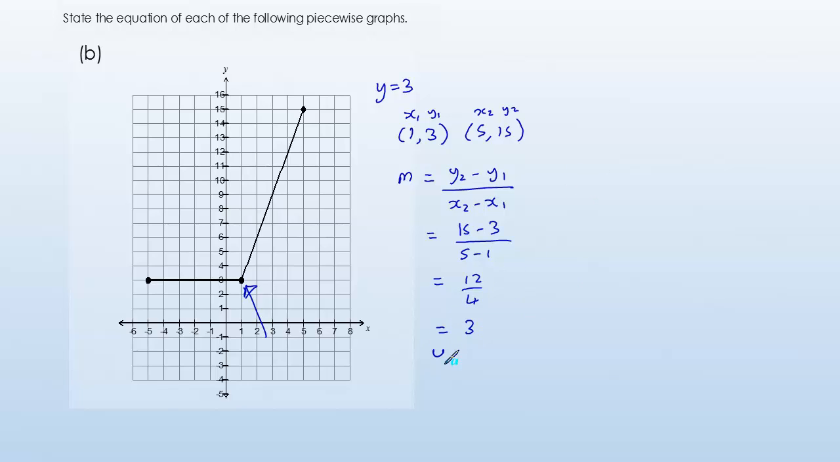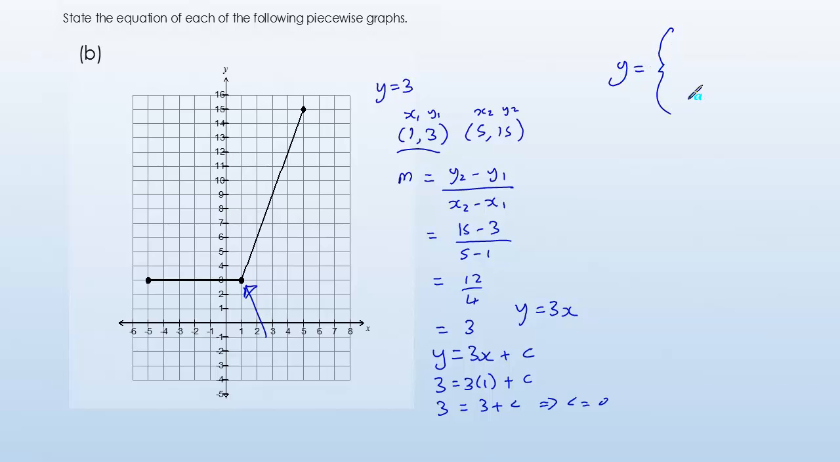So we've got y is equal to 3x plus something, and let's just use this point here. So 3 is going to be 3 times 1, add c. 3 equals 3 plus c tells us that c equals 0. So this one is just y equals 3x. So we know that it's 3 to start with.